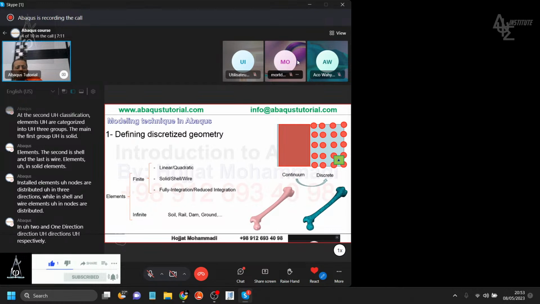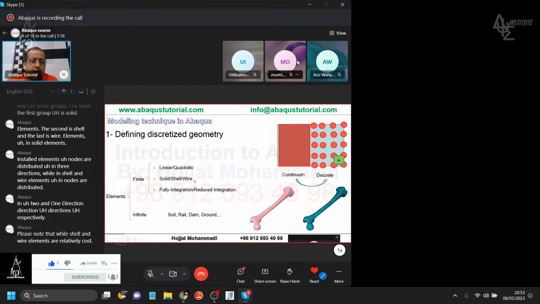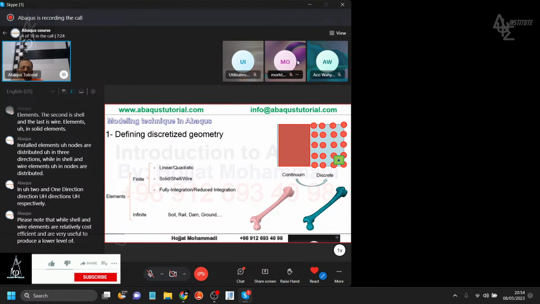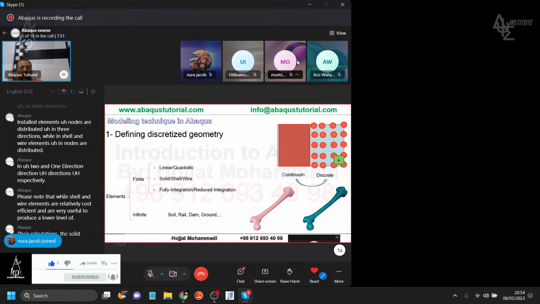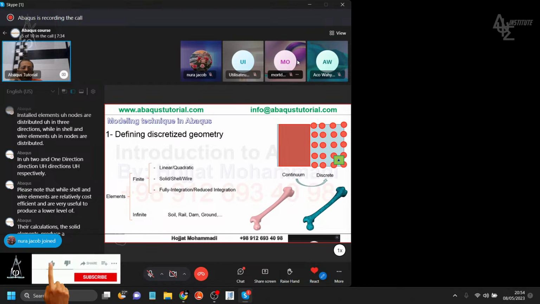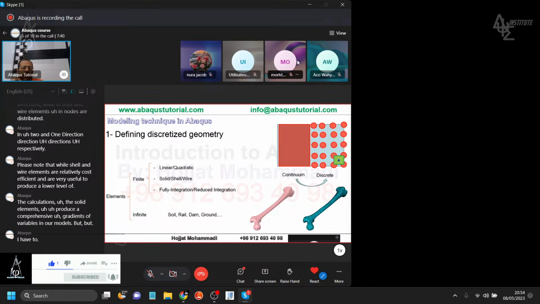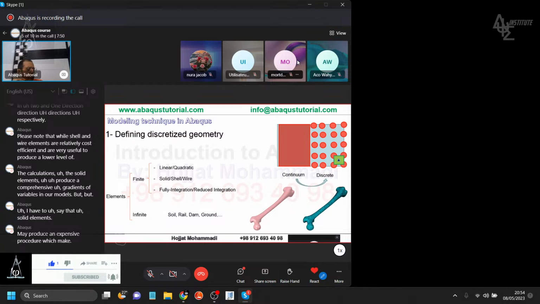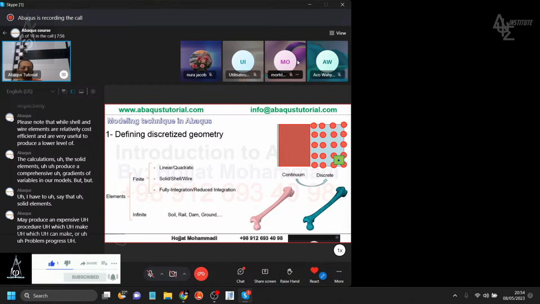Please note that while shell and wire elements are relatively cost efficient and are very useful to produce a lower level of calculations, the solid elements produce comprehensive gradients of variables in our models, but I have to say that solid elements may produce an expensive procedure which can make our problem very hard to be solved.